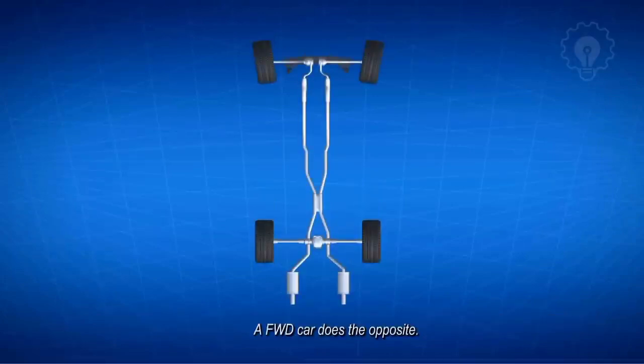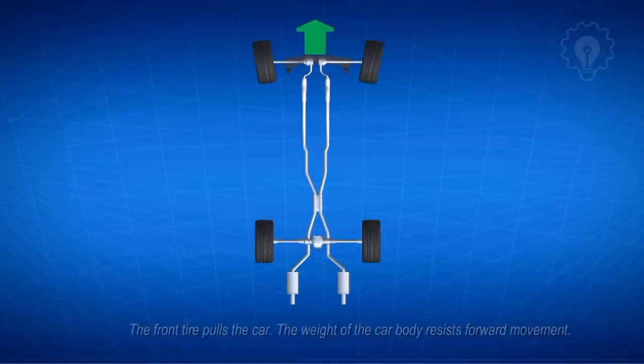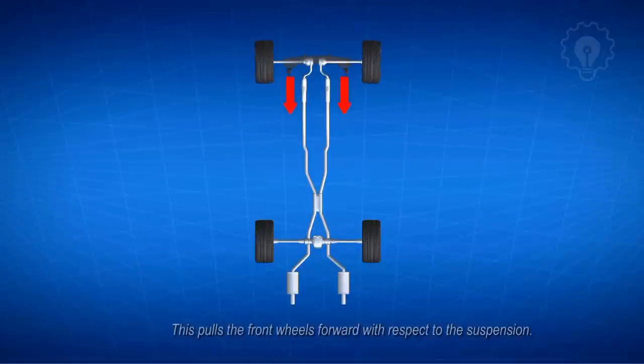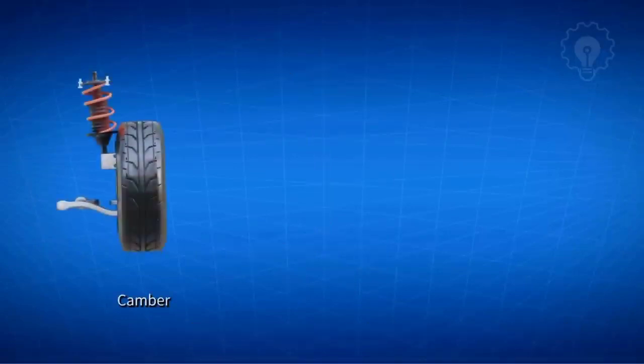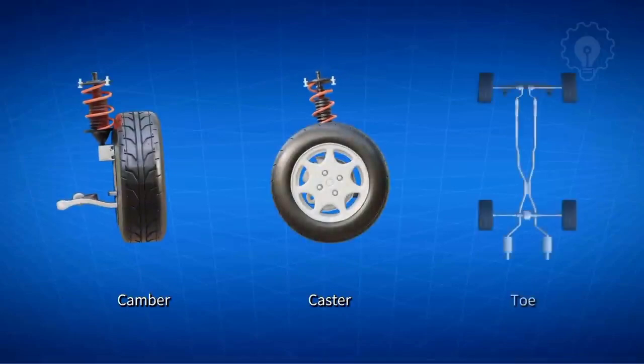A front-wheel drive car does the opposite. The front tire pulls the car. The weight of the car body resists forward movement. This pulls the front wheels forward with respect to the suspension. Therefore, front-wheel drive vehicles use toe-out adjustments to compensate for movement. For more information on camber, caster and toe, please see our video on wheel alignment, on the right corner.